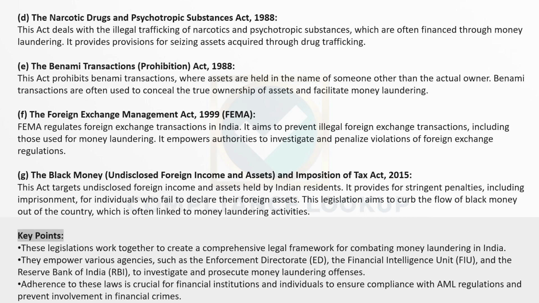7. The Black Money (Undisclosed Foreign Income and Assets) and Imposition of Tax Act 2015. This act specifically targets Indian citizens holding undisclosed foreign assets, often as part of money laundering schemes. It enforces strict penalties for those hiding money abroad.